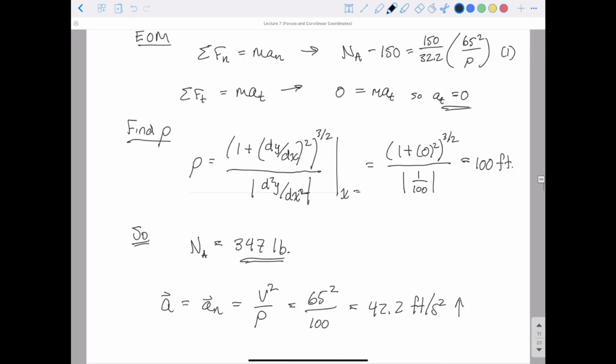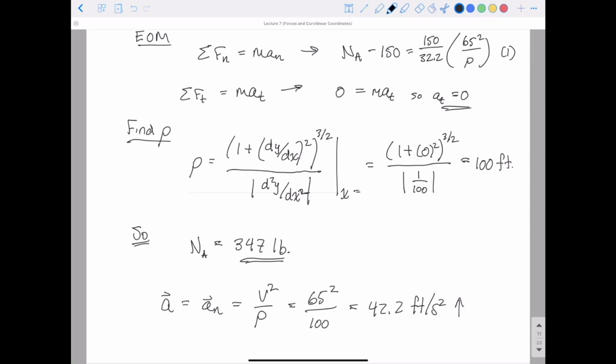So in this question, our skier would have a normal force pushing upwards of 347 pounds. So if the skier weighs 150 pounds, that means that at the bottom of that jump, her weight has more than doubled. And that's because her upwards acceleration now is 42.2 feet per second squared. So she's accelerating upwards against gravity more than the acceleration due to gravity, 32.2. So 10 feet per second squared more.